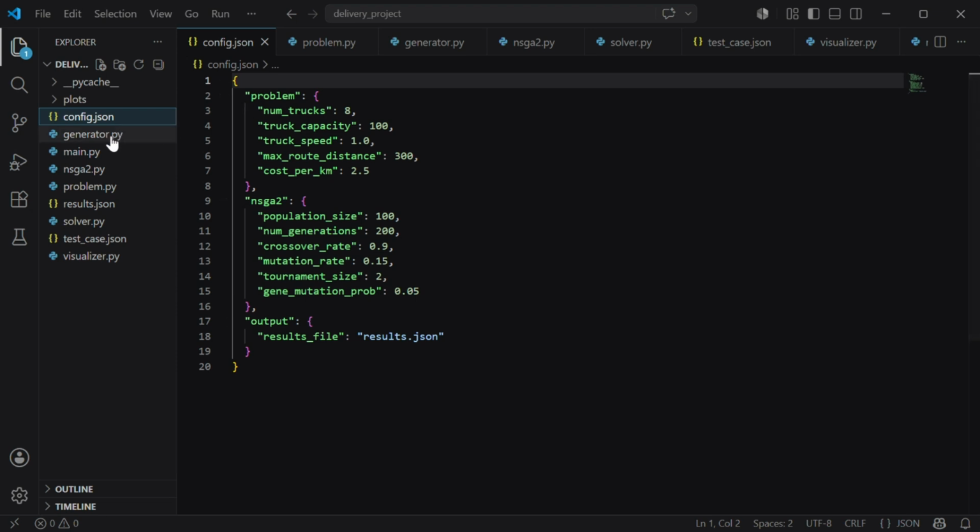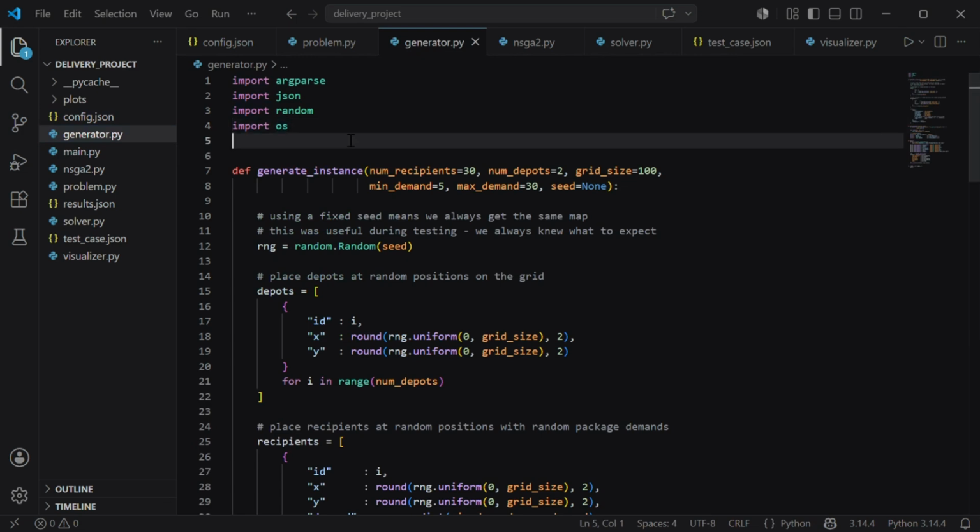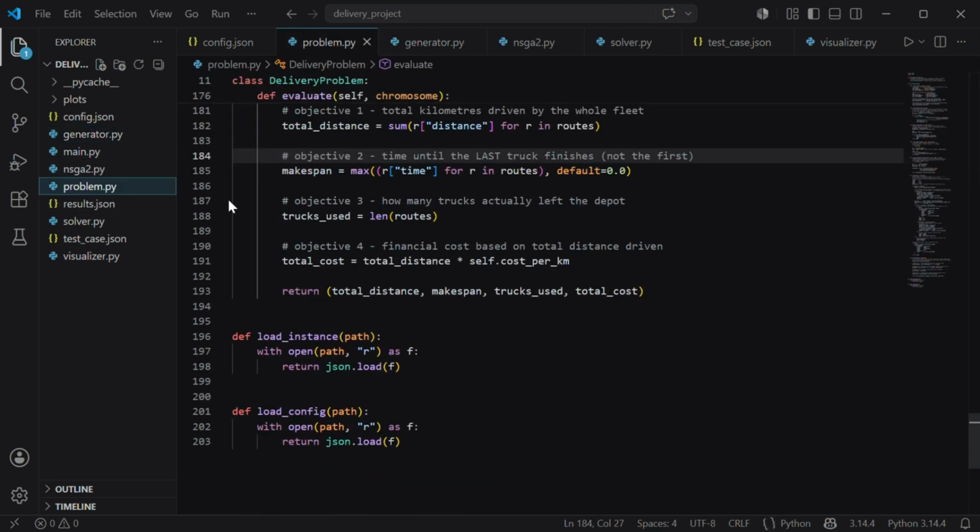Then we have generator.py. In generator.py is what creates the random variable map. Then also we have problem.py. Problem.py is the main one. It handles all the distance calculation and turns each solution into real truck routes.